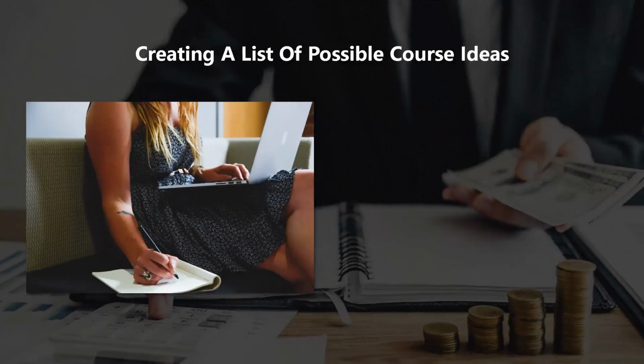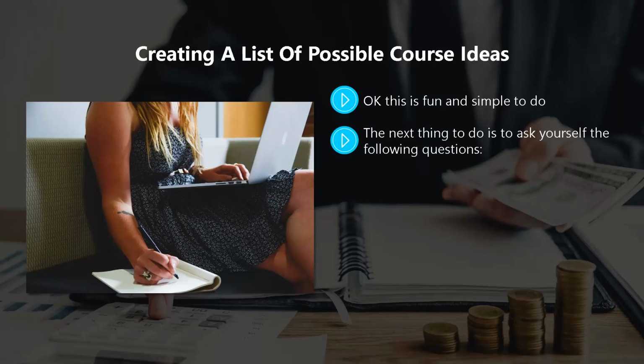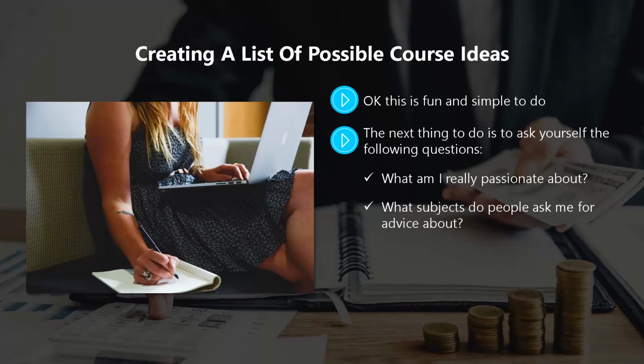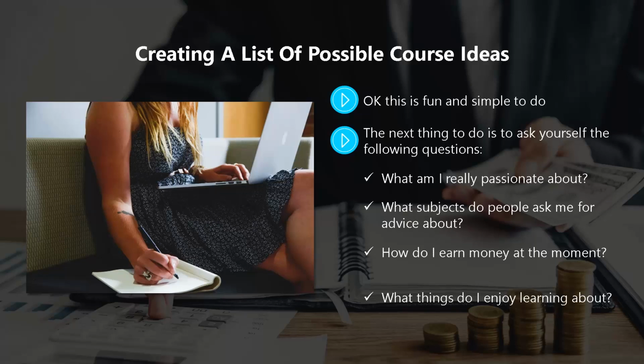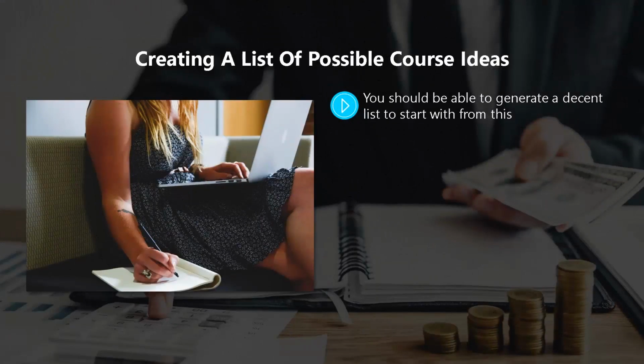Creating a list of possible course ideas. Okay, this is fun and simple to do. You need to create a list of ideas that are based on your knowledge and experience. Get a piece of paper and a pen and start writing a list of the things that you are good at. Then add the things that come really easy to you and the skills that you have and your experience. The next thing to do is ask yourself the following questions. What am I really passionate about? What subjects do people ask me for advice about? How do I earn money at the moment? What things do I enjoy learning about? You should be able to generate a decent list to start with from this.